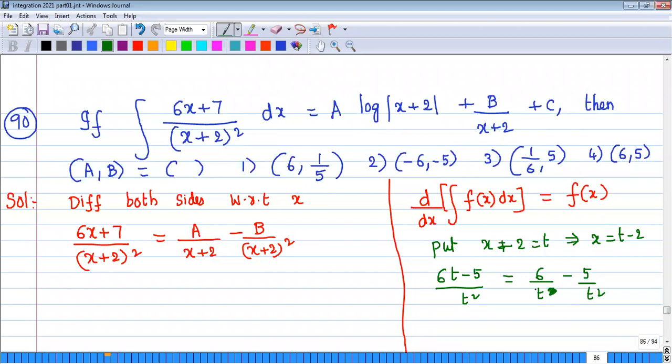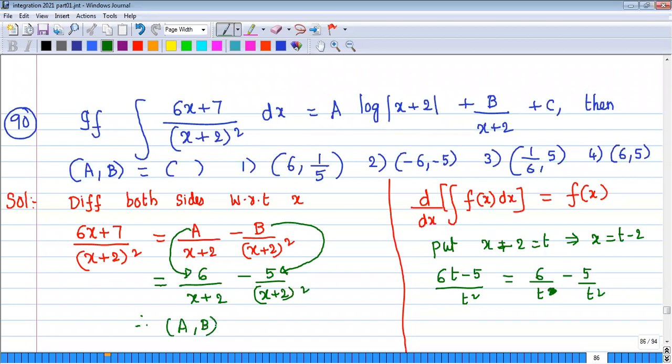So if you compare, a is equal to 6, b is equal to minus 5. Sorry, b is equal to 5 and a is equal to 6, because the minus sign is already there. So we can write this as 6 upon x plus 2 minus 5 upon (x plus 2) whole square. That means b is equal to 5, a equals 6. Therefore a comma b equals 6 comma 5. Fourth option is the right option.